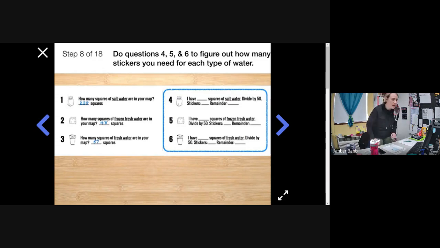Here in the classroom, I handed back everybody's little charts that we made yesterday where we graphed and counted how much water and counted all the squares. And then we divided because we're going to use a sticker for every 50 squares of water that you counted. And virtual friends, I sent those back to you.